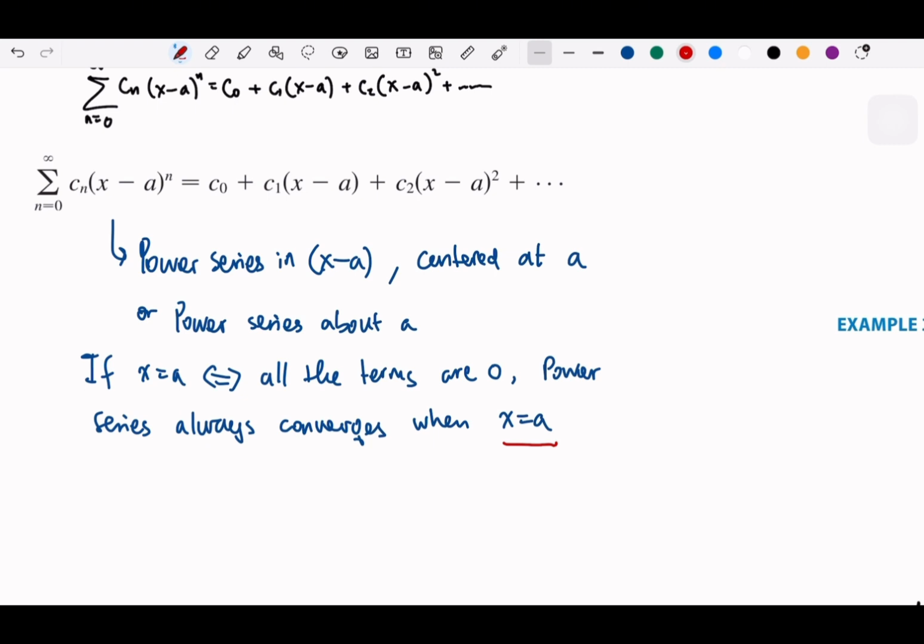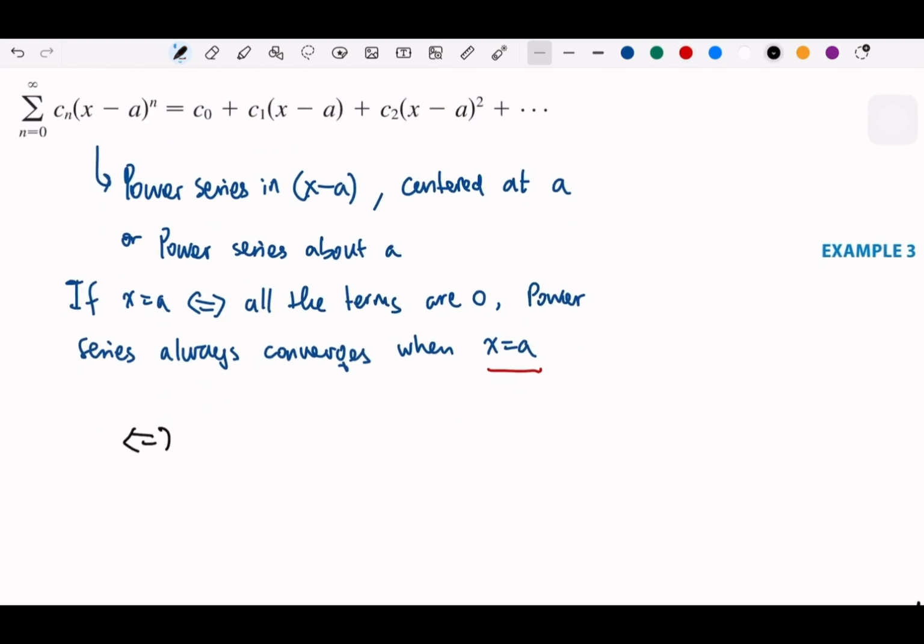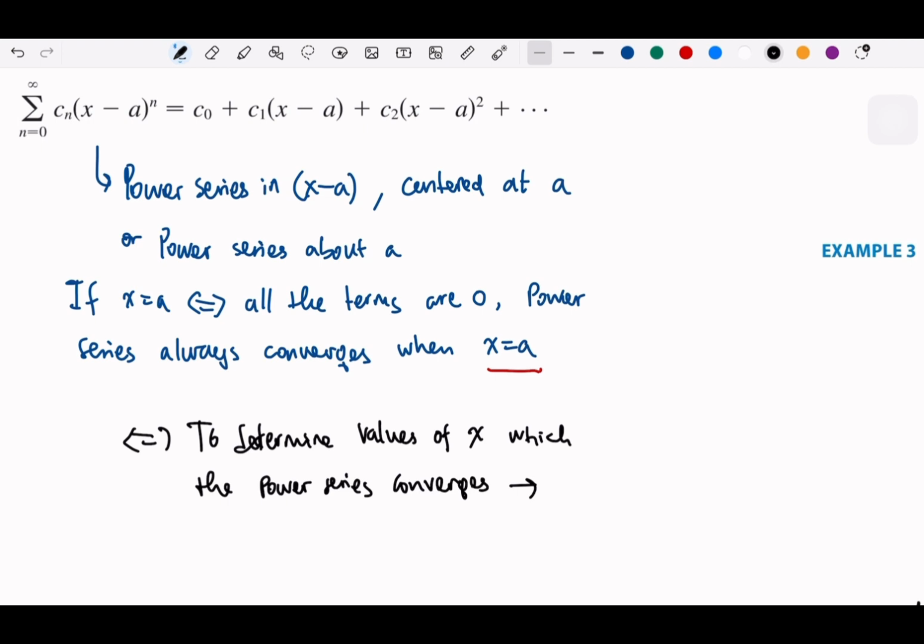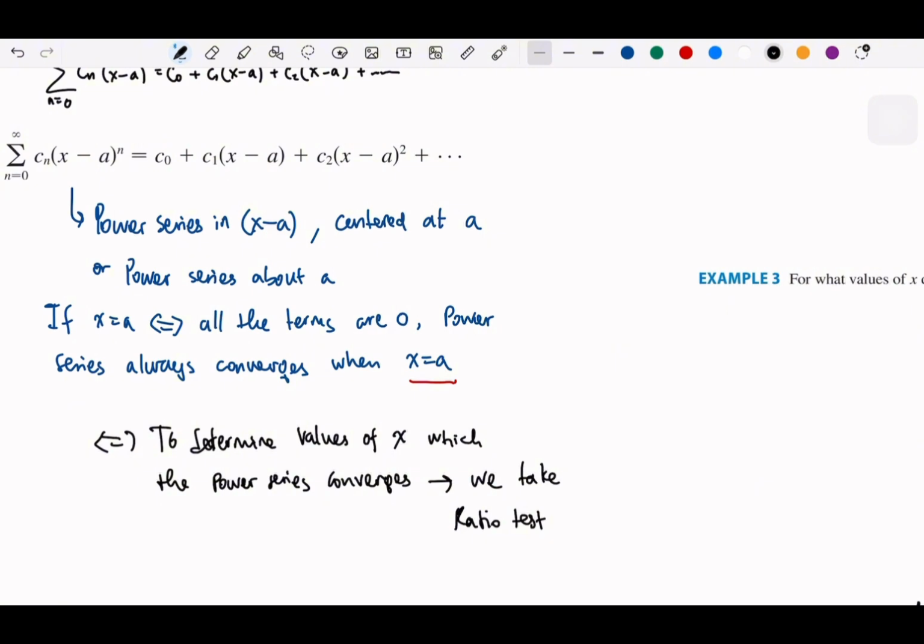So to determine the values of x for which the power series converges, we take the ratio test. Basically, most of the time with power series, we do ratio tests and then check the convergence.